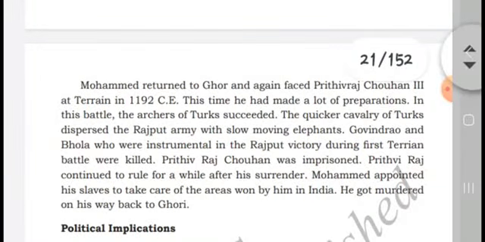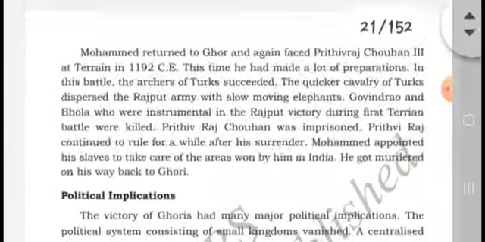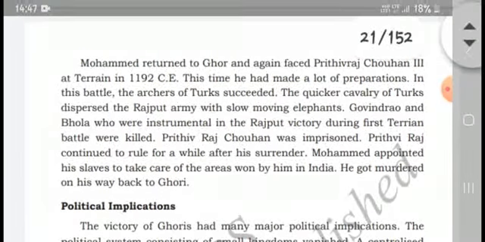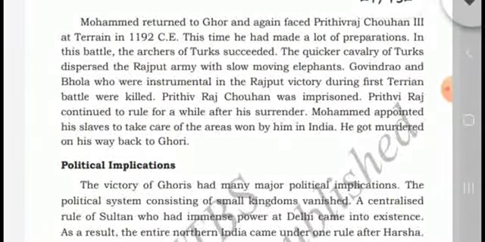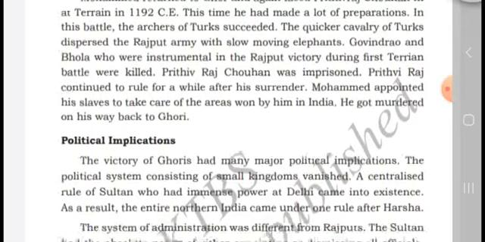In this battle, the archers of the Turks succeeded, and the quick cavalry of the Turks dispersed the Rajput army with its slow-moving elephants. Govindrao and Bhola, who were instrumental in the Rajput victory during the first Tarain battle, were killed. Prithviraj Chauhan was imprisoned, and continued to rule for a while. After his surrender, he was given Ajmer, and Muhammad Ghori appointed his slave to take care of the area won by him in India, and Ghori got murdered on his way back.